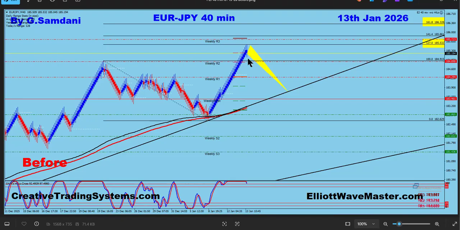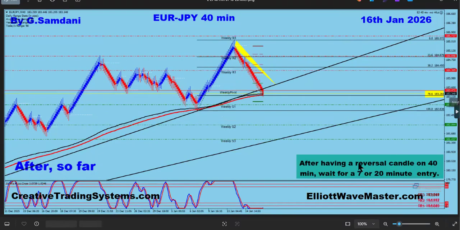The confirmation comes from something else. It's not in here. Let me show you another chart. You see this? This is for the confirmation. After having a reversal candle on the 40-minute, wait for a 7 or 20-minute entry. That's my plan to trade after having the 40 minutes. So my setup charts are all 40 minutes.